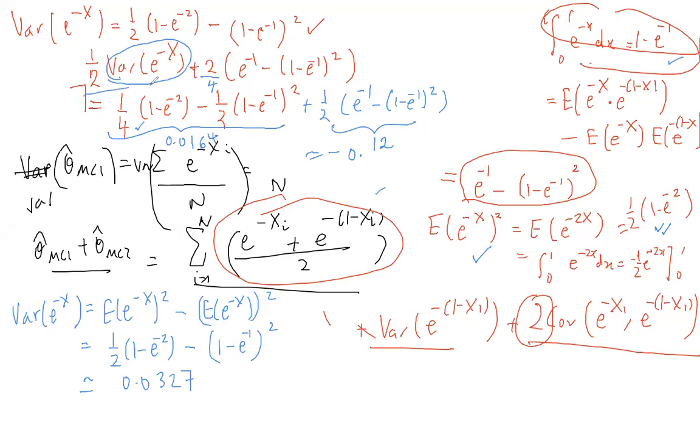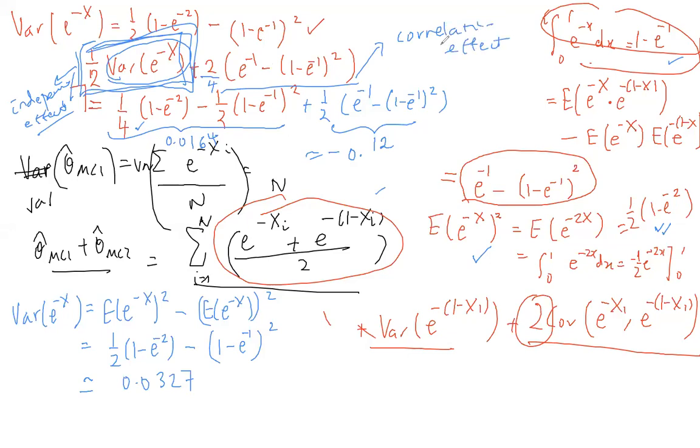So this part here, if you use variables that are independent, this part is the independence effect. This part here is the correlation effect. If the two variables are just independent, they will give you a variance of 0.0164.